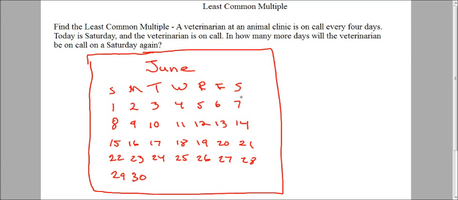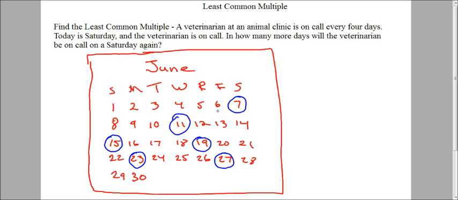We'll circle Saturday. Now we will count 4 days. So 1, 2, 3. Okay, he's on call. 1, 2, 3. He's on call. 1, 2, 3. He's on call. We keep counting this way. So as we can see, we pretty much ran out of Saturdays.